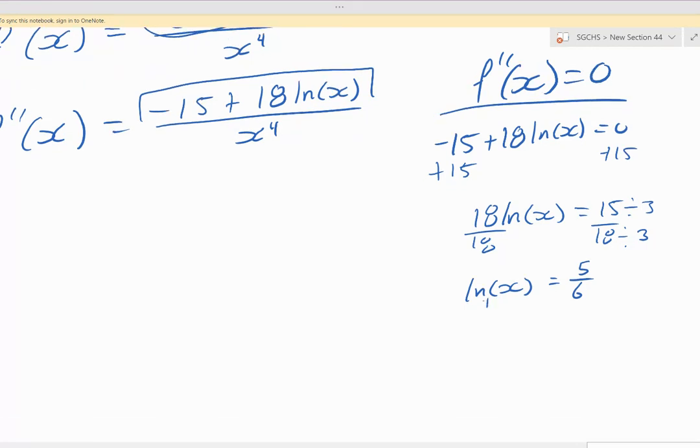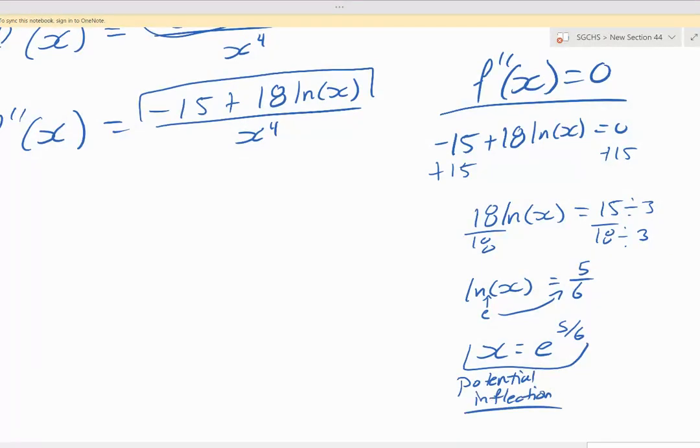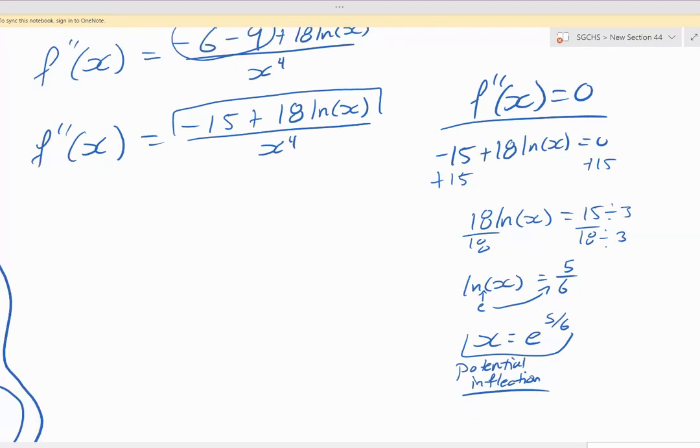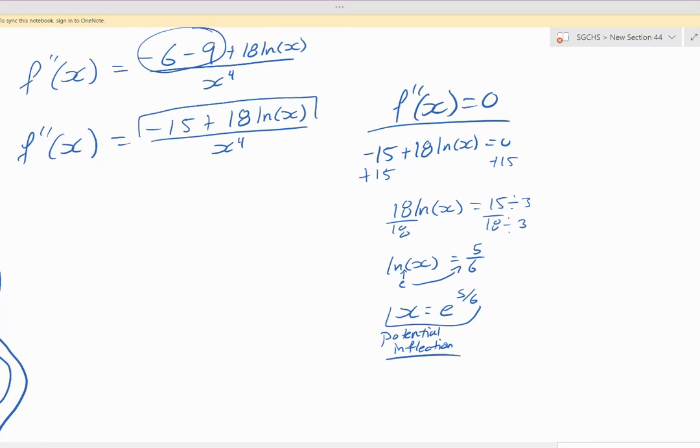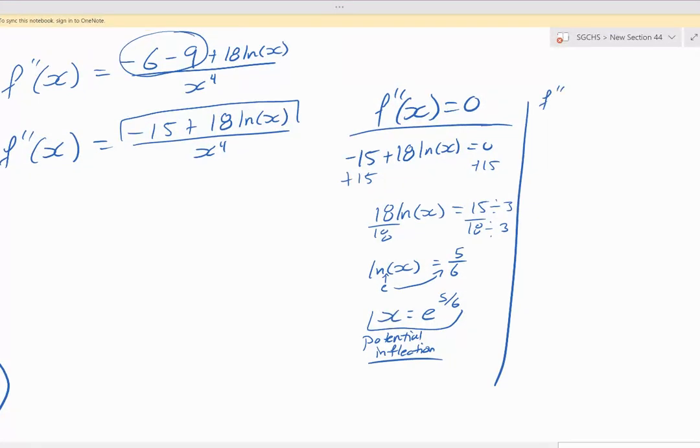Remember, e is the base here, so it becomes the base of our exponent. So x equals e to the power of 5 over 6. This is a potential inflection point. We also want to check, is there any point where my second derivative does not exist? Well, that's when your denominator equals 0. So x to the power 4 equals 0, which means x cannot equal 0.